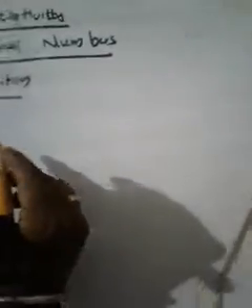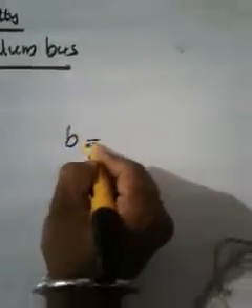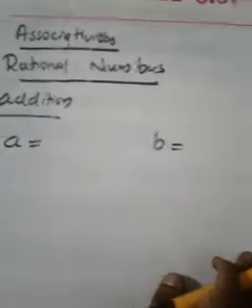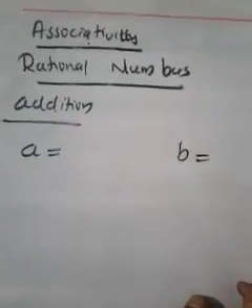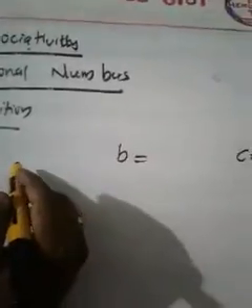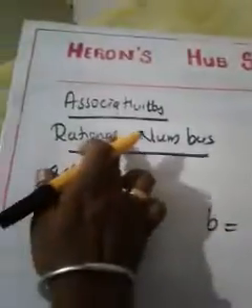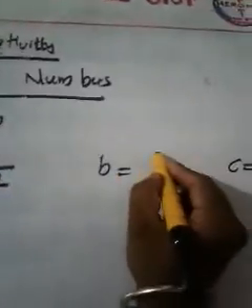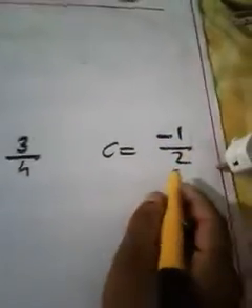So in order to check this associative property, we need three numbers A, B and C. In closure and commutative property, we need only two numbers. But in associative property, we need three numbers A, B, C. And these three numbers A, B and C should be rational numbers. So let me select rational numbers as 1 by 2, 3 by 4 and minus 1 by 2.